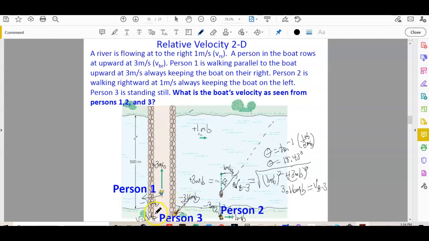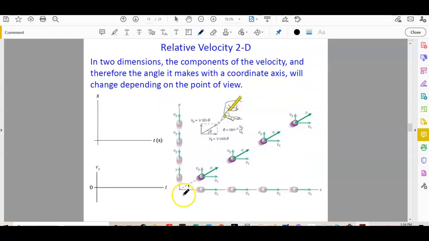So that's basically how you go through everybody's relative motions to each other by shifting that reference frame. Okay? And this is kind of basically what we did, right?